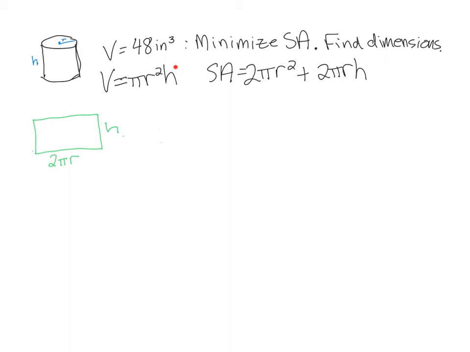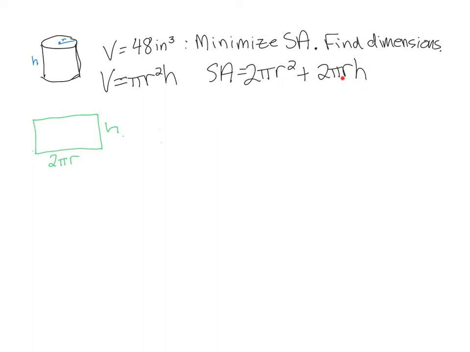What I want to do is I know the volume has to be 48. Here's the formula for that. This is the constraint that I have to keep while working the problem. But this is what I want to minimize. I want to take the derivative of this. I have an issue though. There's an h in there. I can't take the derivative of it with two different variables.